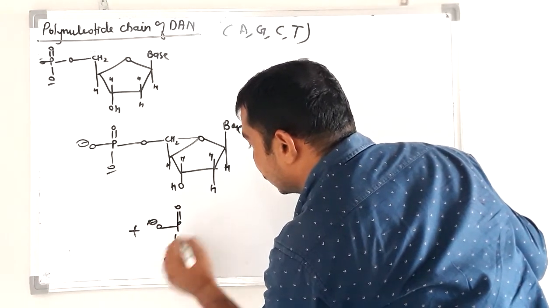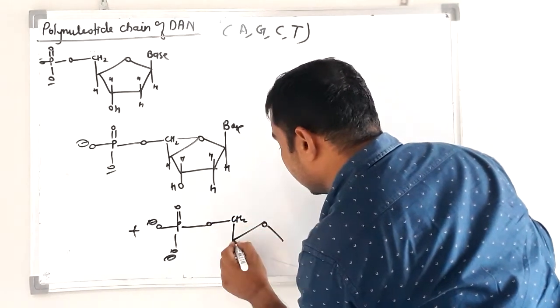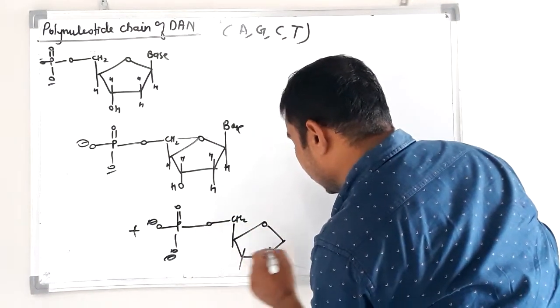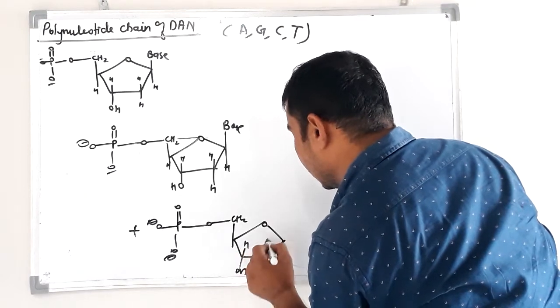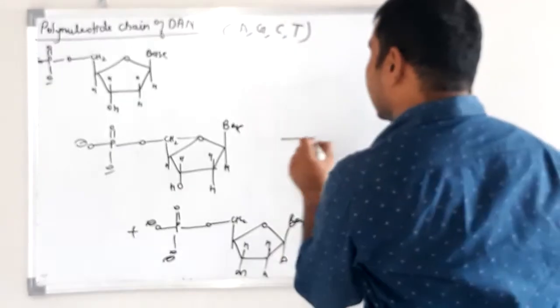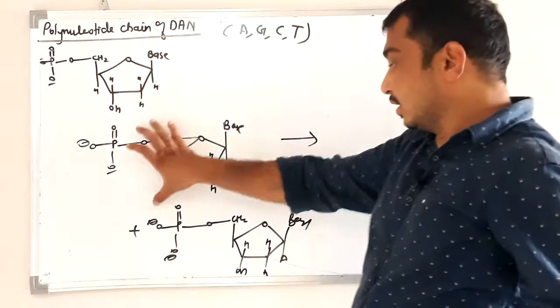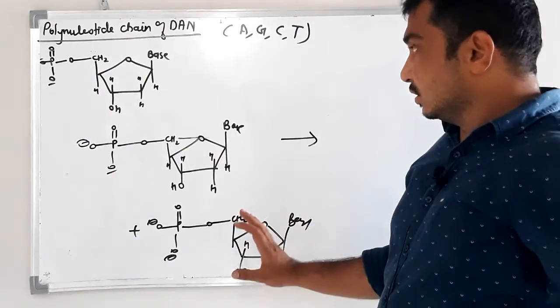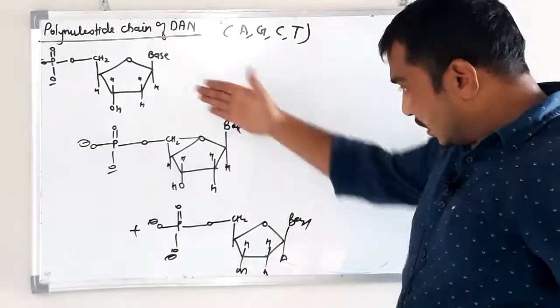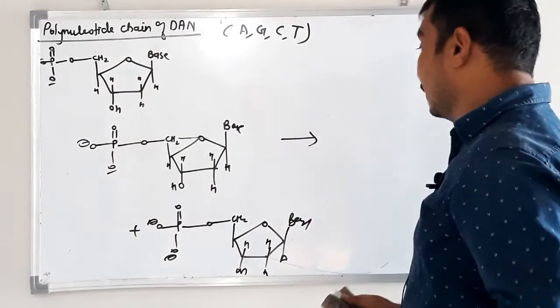O minus, O, CH2, OH, H, base A, and so on. First nucleotide molecule, for example, second and third. Just for simplification, I have taken only three nucleotides, not all.